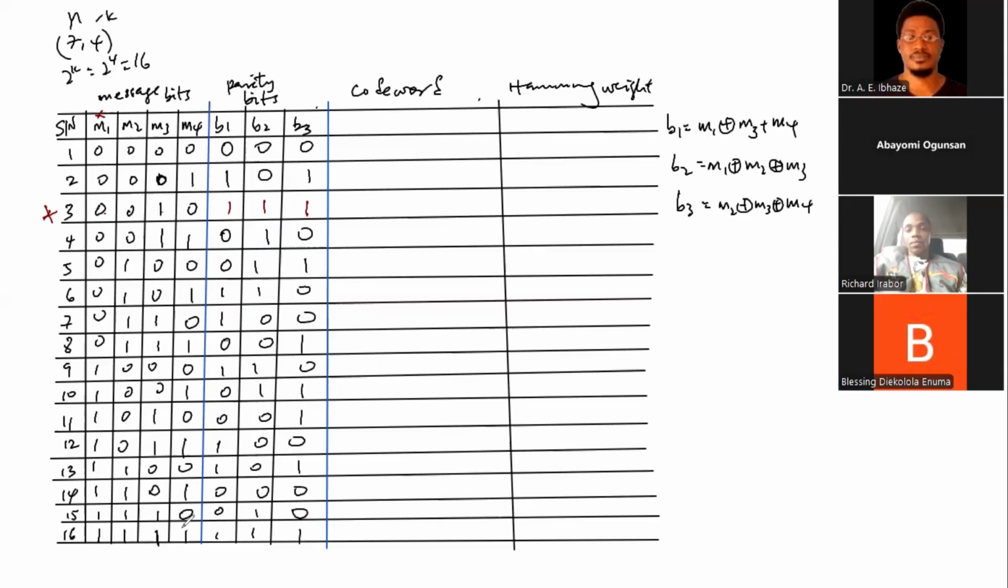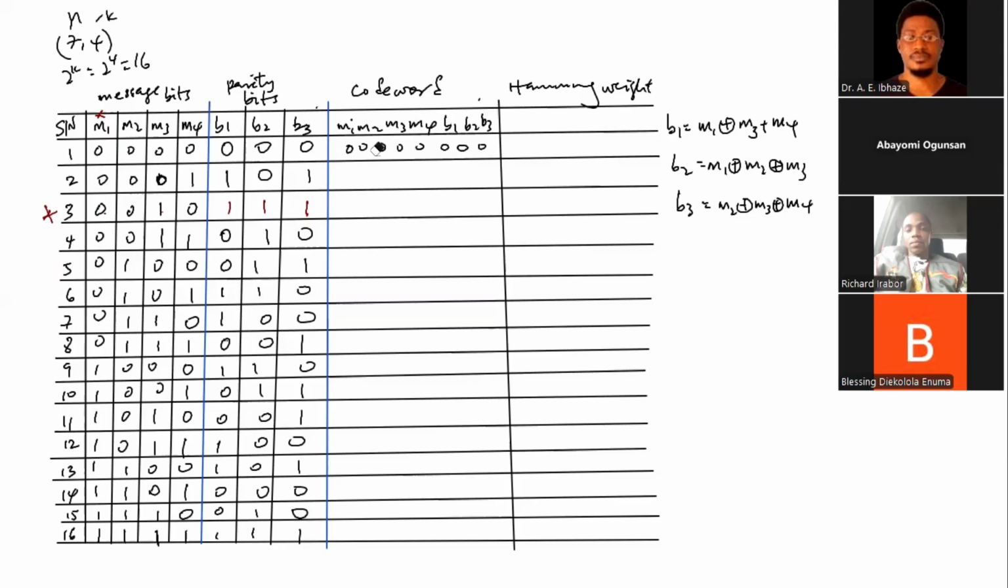So with this, we have been able to develop the code words using the generator matrix. So we can pull this out. All the code words now will be M1, M2, M3, M4, B1, B2, B3, right? So we just pull this out. So this 1, 2, 3, 4, 5, 6, 7, right? What about that?